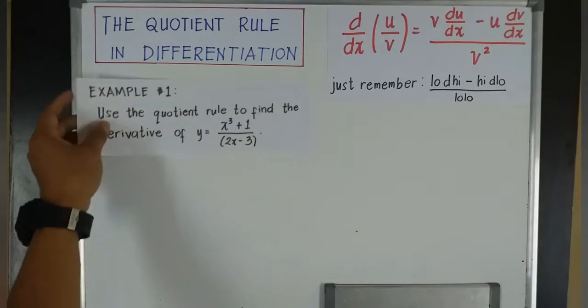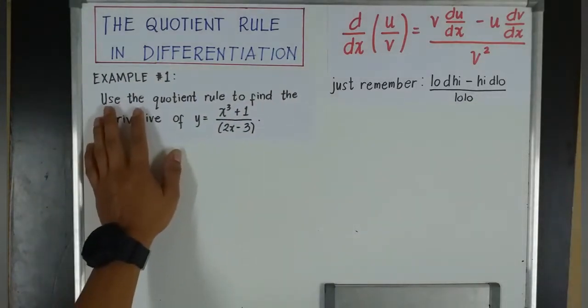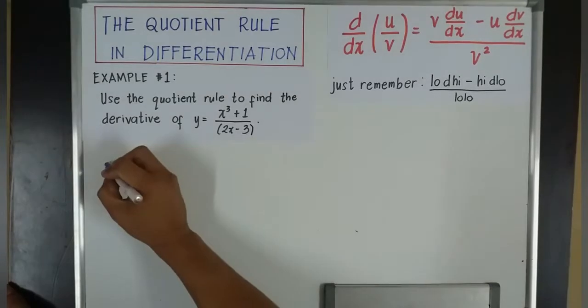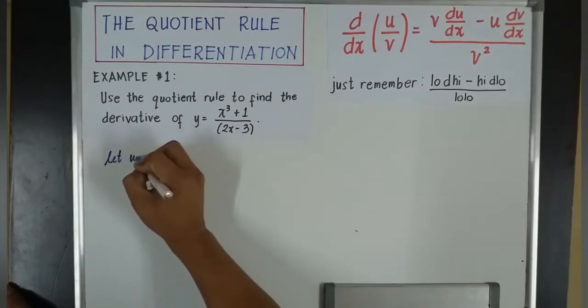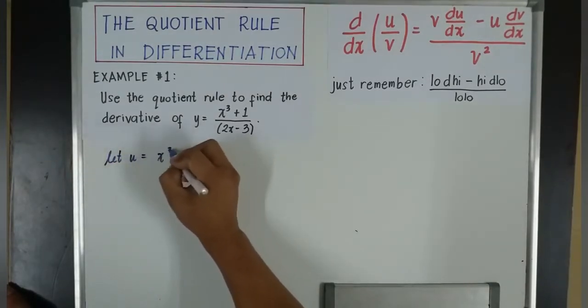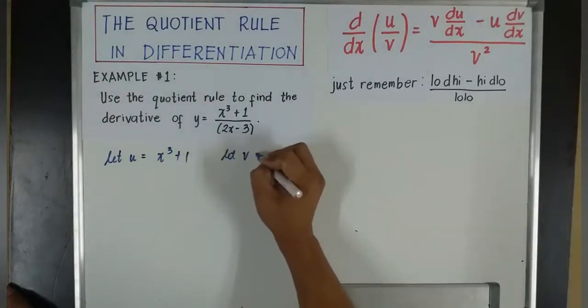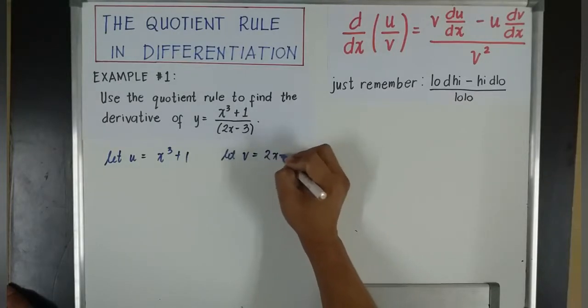So let's try to apply this rule. Example number 1: use the quotient rule to find the derivative of y equals x cubed plus 1 over 2x minus 3. Basically, your function on the numerator will be x cubed plus 1. So let u be equivalent to x cubed plus 1, and let v be equivalent to 2x minus 3.